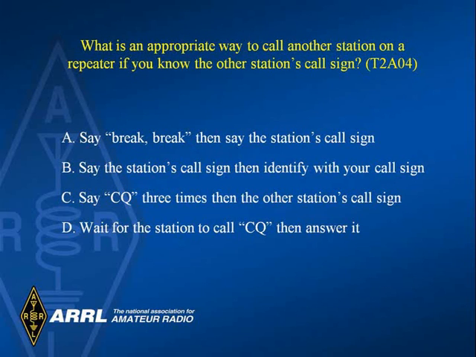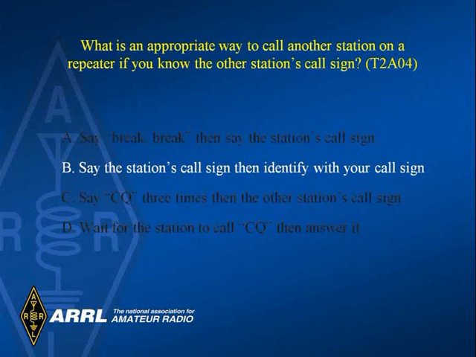What is the appropriate way to call another station on a repeater if you know the other station's call sign? The answer is B. Say the station's call sign, then identify your own call sign. For example, W1AW, this is AI6A.